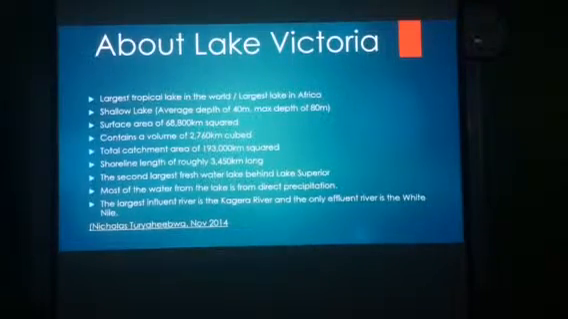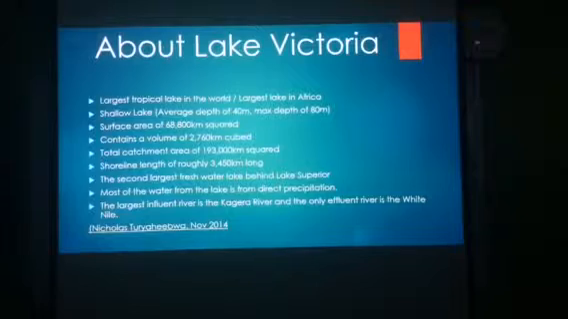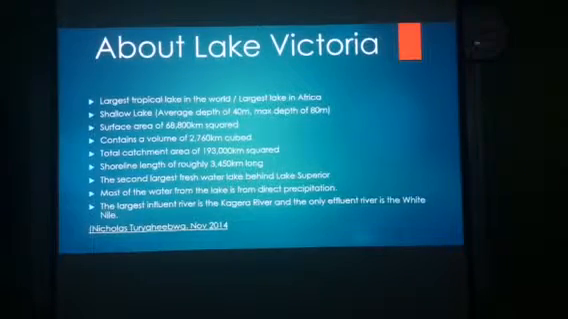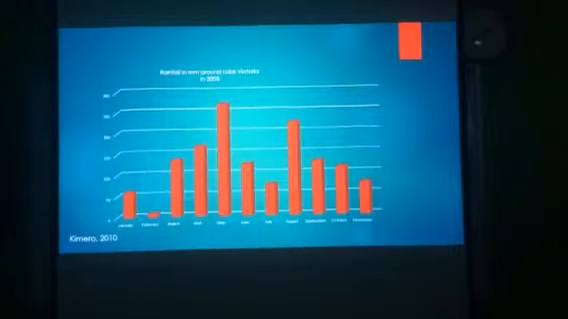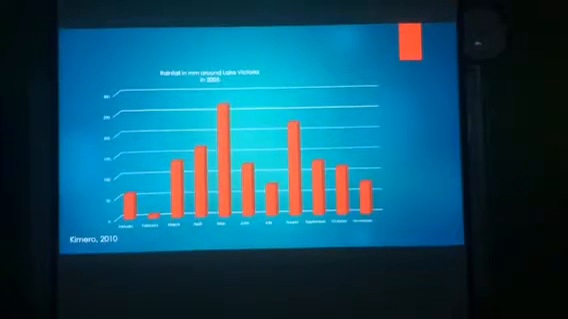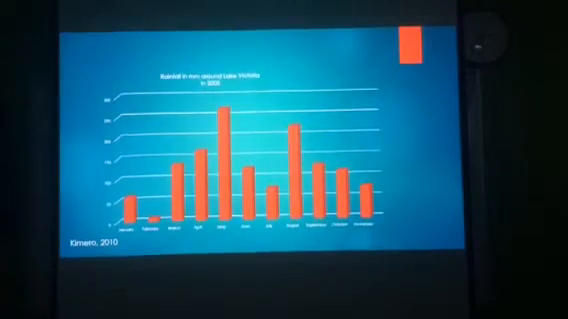It is also the second largest freshwater lake behind Lake Superior. Most of the water from the lake is from direct precipitation. The largest influent river is the Kagera River, and the only effluent river is the White Nile. This is a graph depicting the amount of rainfall in 2005 that fell into Lake Victoria.